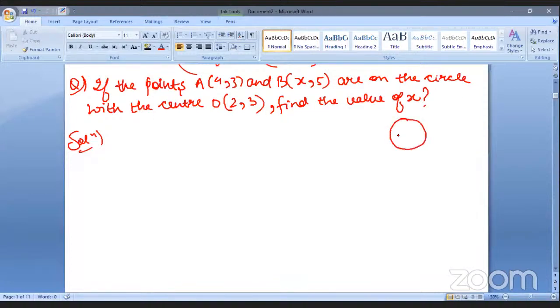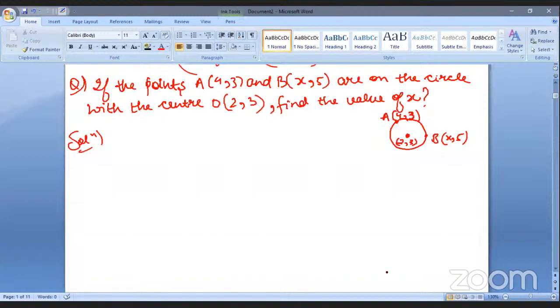Here is a circle. Now it is not said that AB is the diameter, so we'll not assume it on our own. We'll assume A and B to be different points on the circle. A is (4,3) as given in the question, and B is (x,5) as given in the question. Now the center is given as O (2,3), right? So now, one thing we know for sure, whether this AB is a diameter or not doesn't matter.